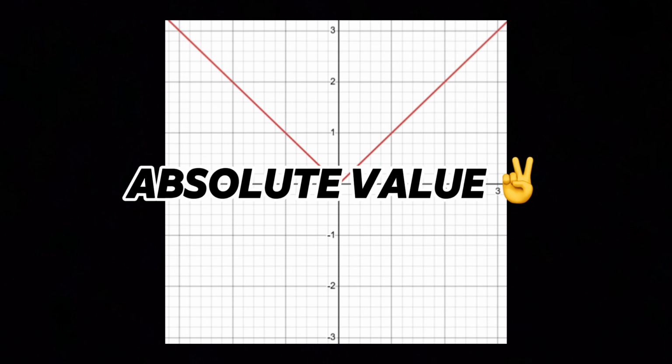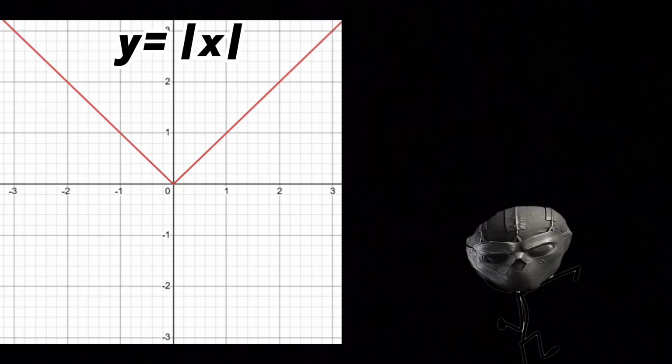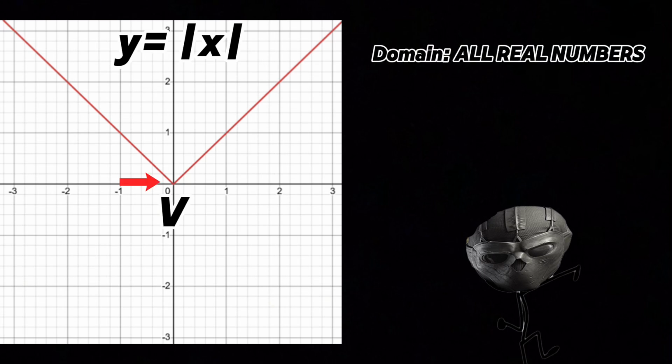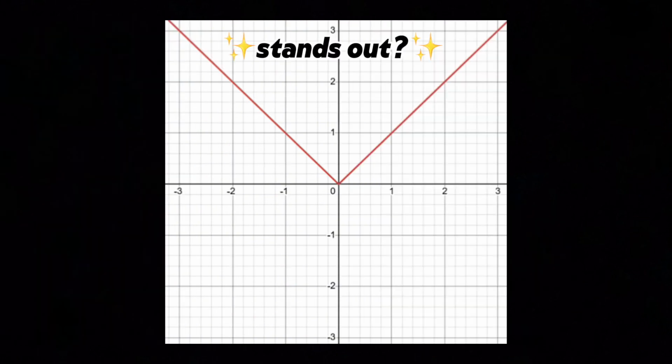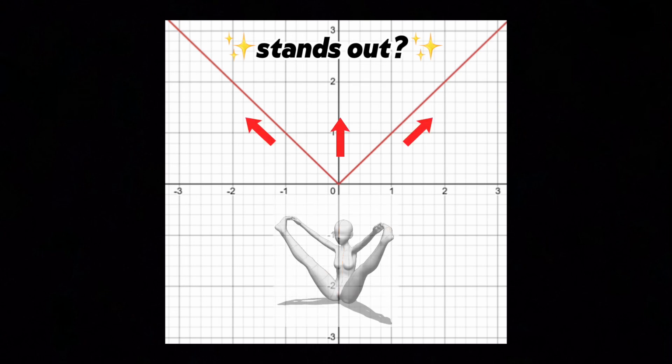Moving on to the absolute value equation, y = the absolute value of x. The graph makes a sharp V shape with a y-intercept at 0. The domain is all real numbers, but the range is y greater than or equal to 0. What makes it stand out? Instead of going in a straight line, it makes a sharp turn. It's the first function with a sharp corner instead of a smooth curve.